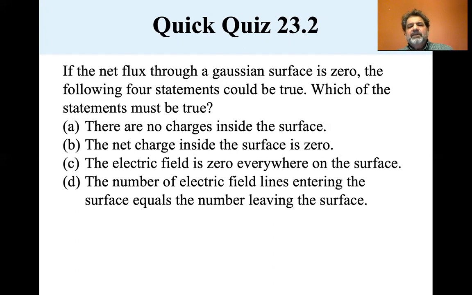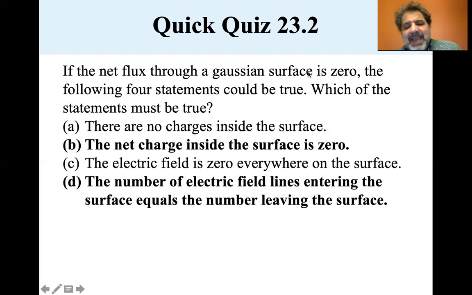C: The electric field is 0 everywhere on the surface. That doesn't necessarily have to be true. But D: the number of electric field lines entering the surface equals the number leaving the surface. That has to be true. So in this case, it's B and A. I'm sorry, B and D. B and D. Okay?